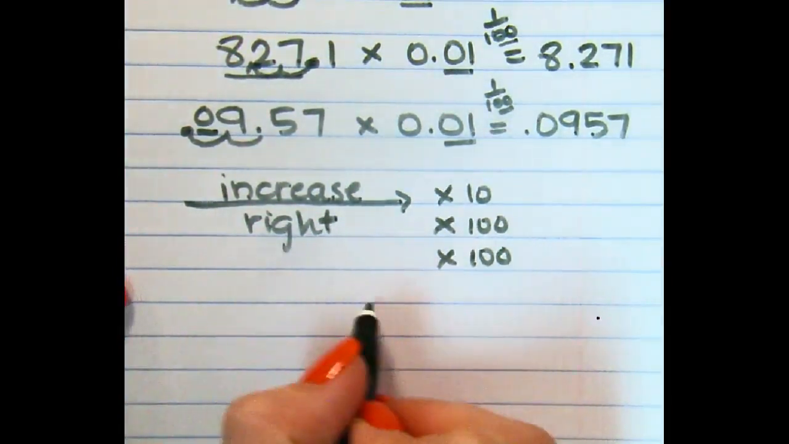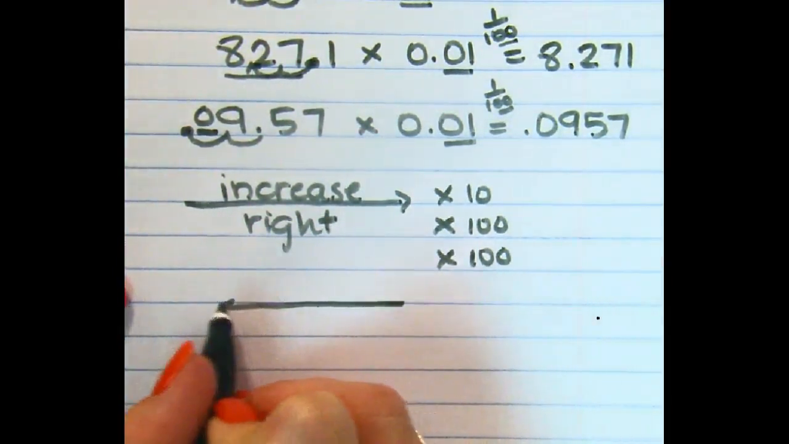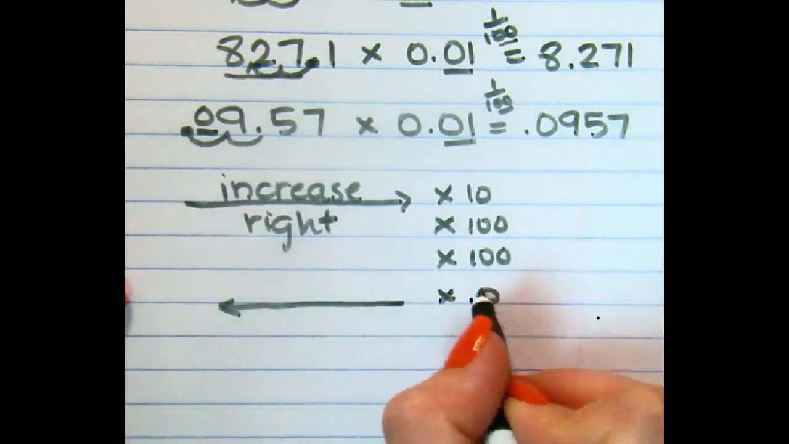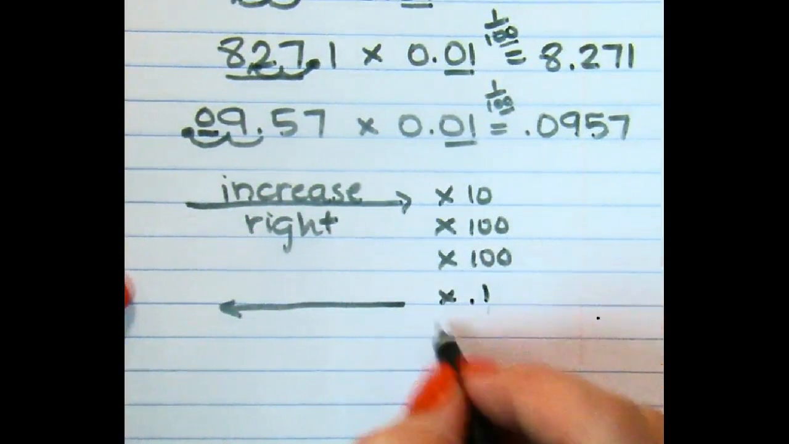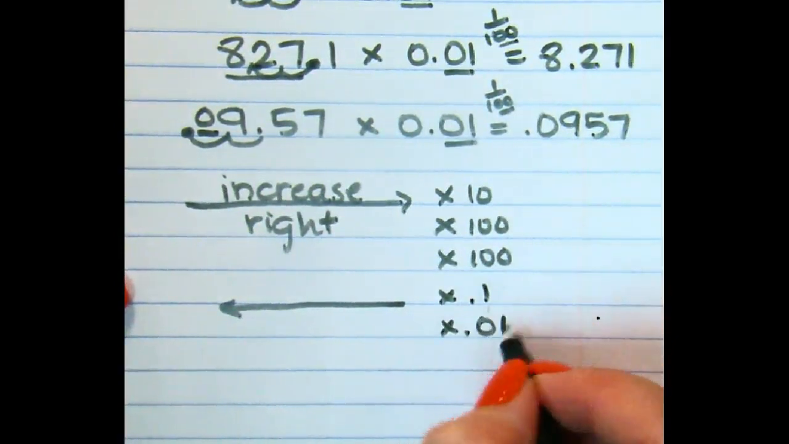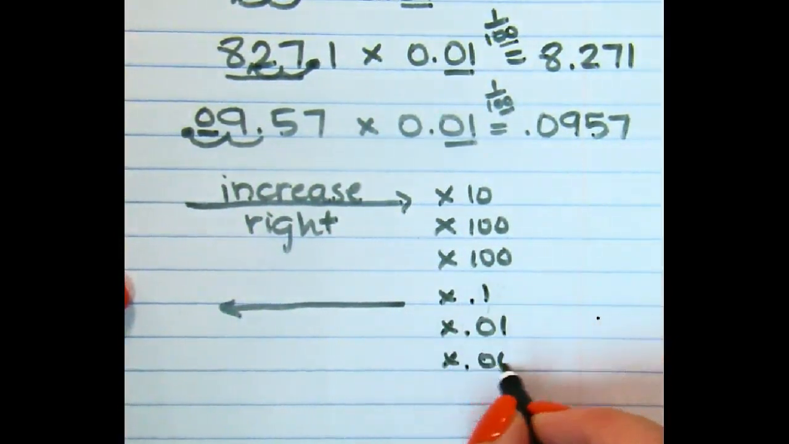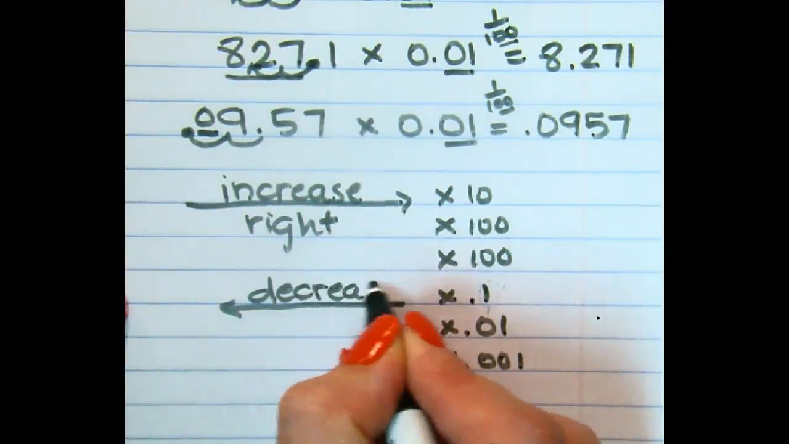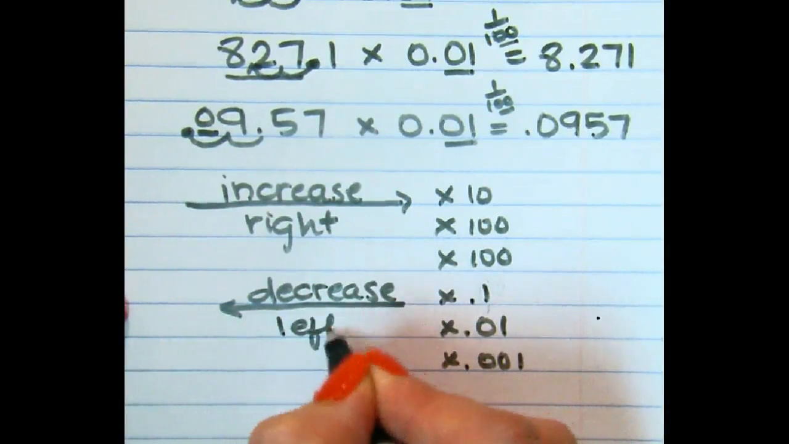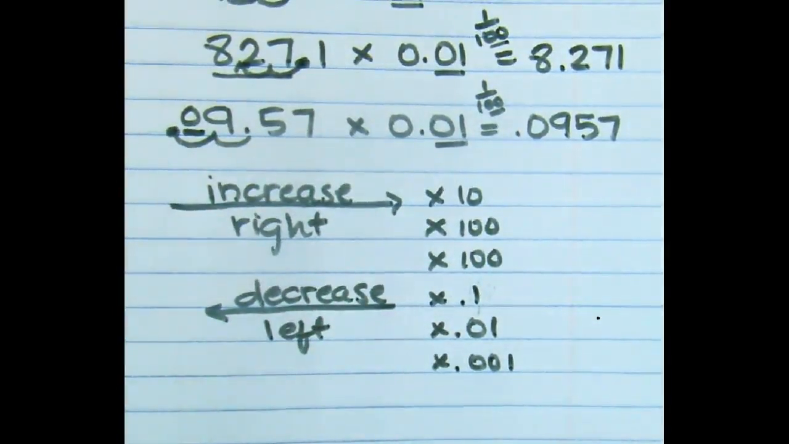If we are decreasing in value, if we multiply times 1/10, or if we're multiplying times 100th, or even 1,000th, we are decreasing and we will move our decimal to the left. All right, good luck everybody.